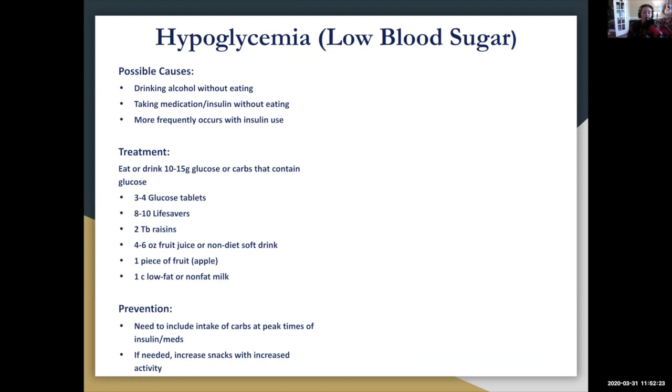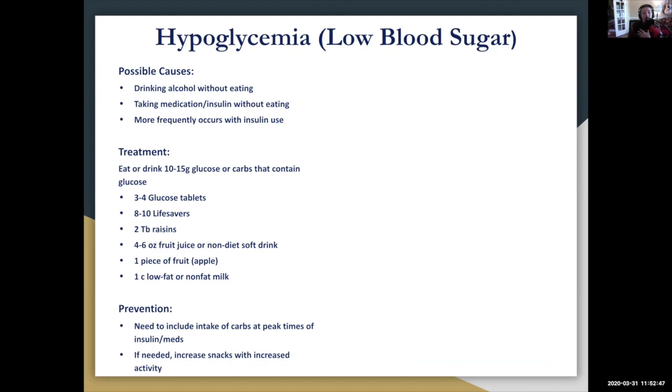So my recommendations for the patients are stash the tablets in your car, at your office, by your nightstand, anywhere you think you might need to grab them real quick. And keep the little cans of fruit juice around as well in those kinds of places, so you're always able to treat appropriately.